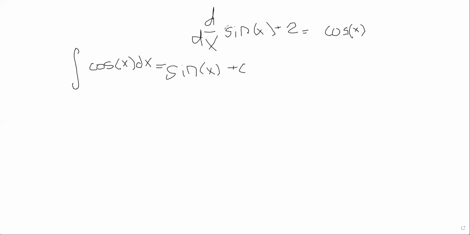So we know that the derivative of sine of x is cosine of x, but then what is the derivative of 2? The derivative of any number is going to be 0, so the derivative is not changed by having the 2 there. Having the 2 does not change our derivative whatsoever. But if we want to work backwards, this presents us with a bit of a problem.